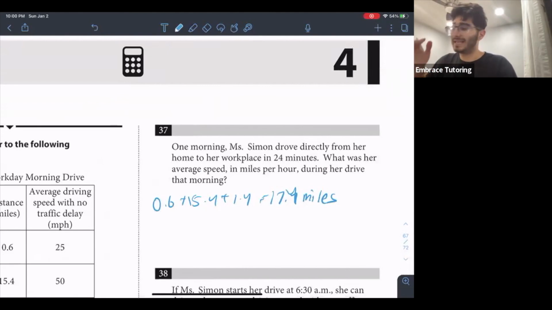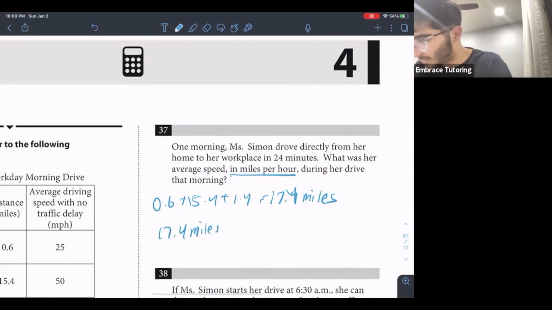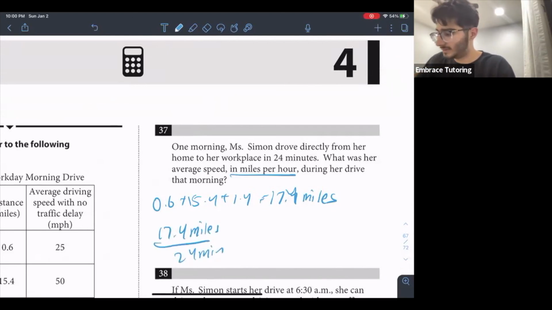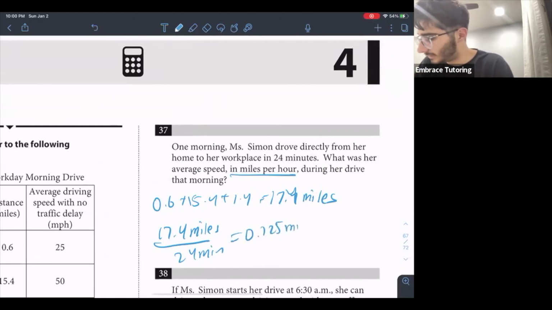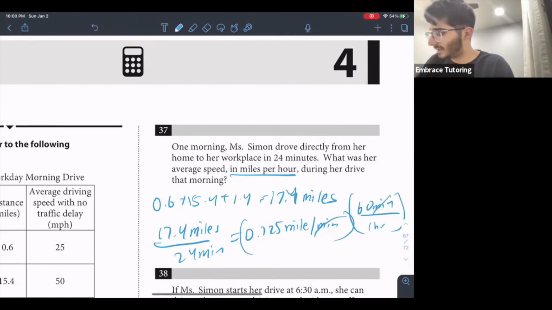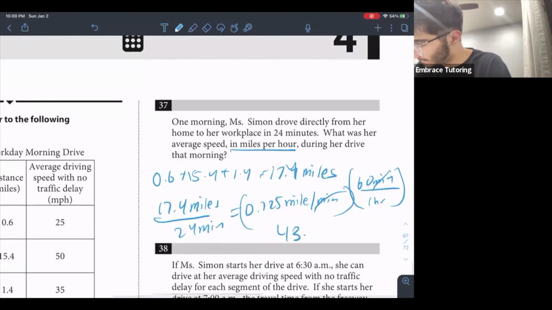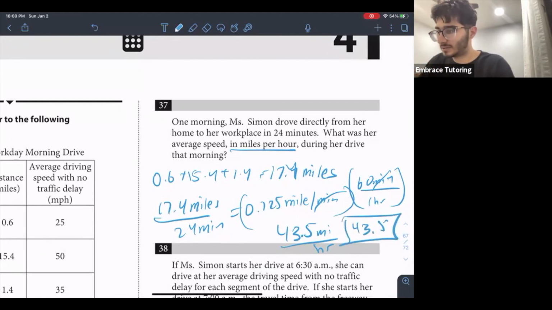So you're looking for the average speed in miles per hour, not miles per minute. So you would do 17.4 miles divided by the 24 minutes to get 0.725 miles per minute. And then you would multiply by 60 minutes over 1 hour, so the minutes cancel out using dimensional analysis, times 60 to get 43.5 miles per hour. 43.5 is your answer.